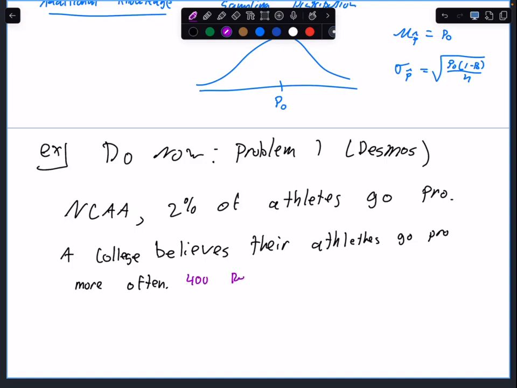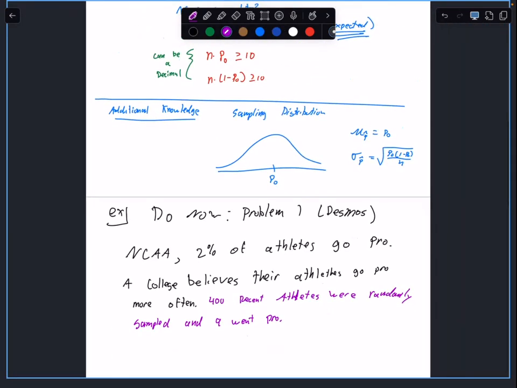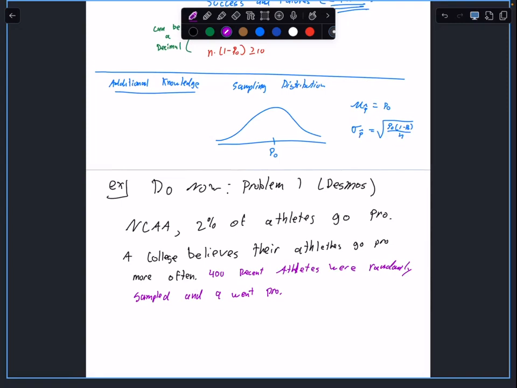400 recent athletes were randomly sampled and nine went pro. Okay. That's the additional information, and you didn't need that information in your do now because I didn't ask you about the assumptions and conditions.